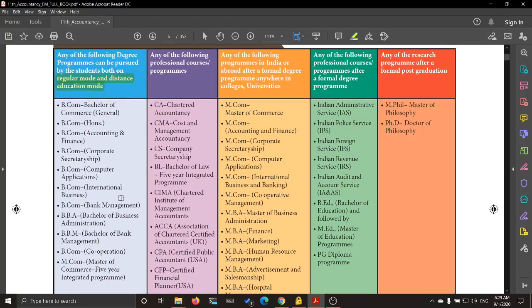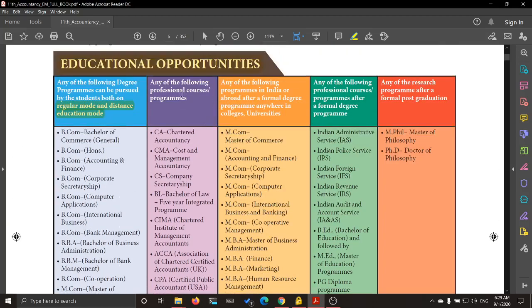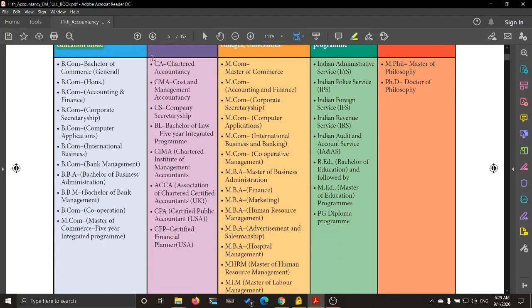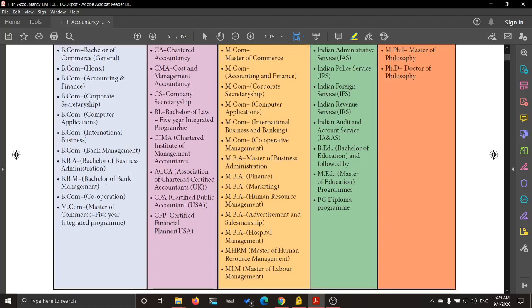Next we go on to see the professional courses program. Now all these are degree courses, for 3 years. Here they have given you the professional courses. CA, Chartered Accountancy. Then CMA, Cost and Management Accountancy. This is offered by America. Then CS, Corporate Secretaryship.